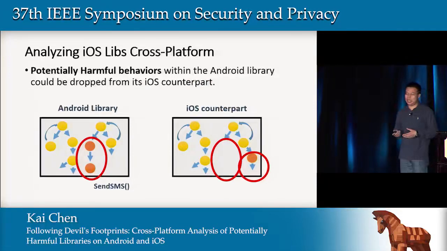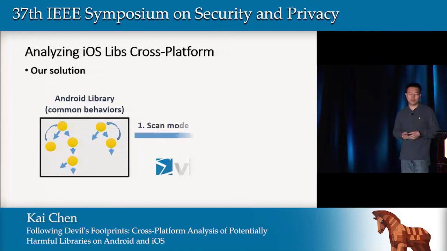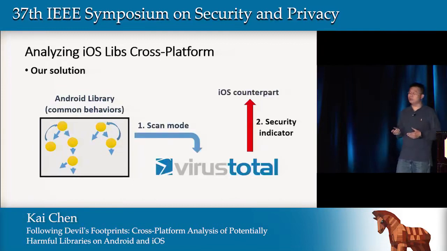So now we can do this potentially harmful behavior mapping with the Android library. It could be dropped from the iOS part, just like we mentioned before. So our idea is to take the common part and pack it into a dummy app and submit it to VirusTotal. Then if VirusTotal flags that there's a problem with this part, we say that the iOS part that has the same behaviors is also potentially harmful.